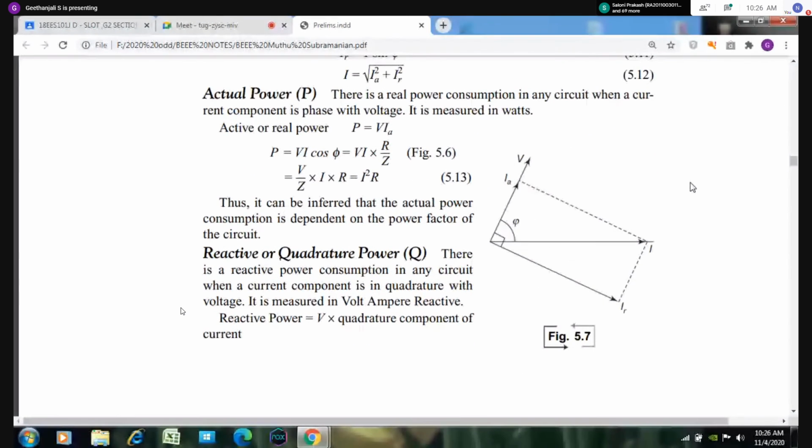Based on the current representation, we can conclude that.